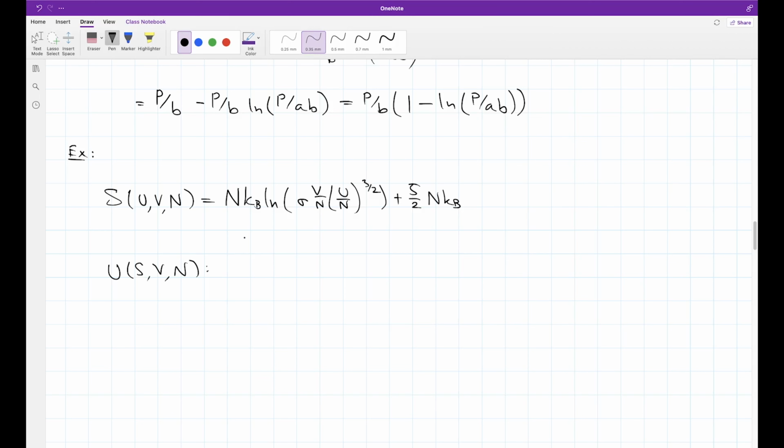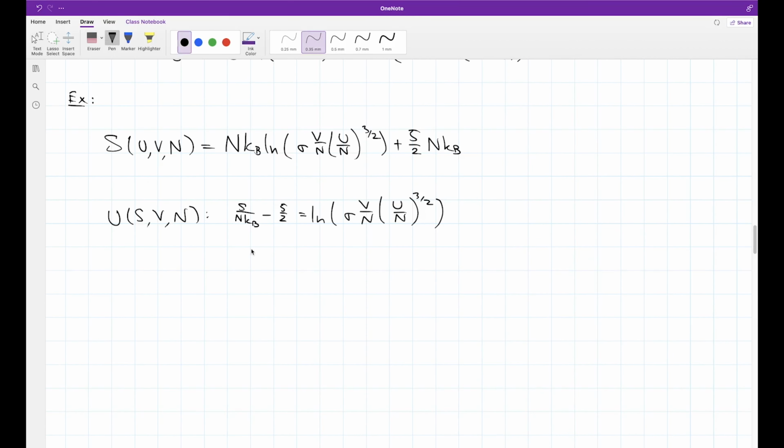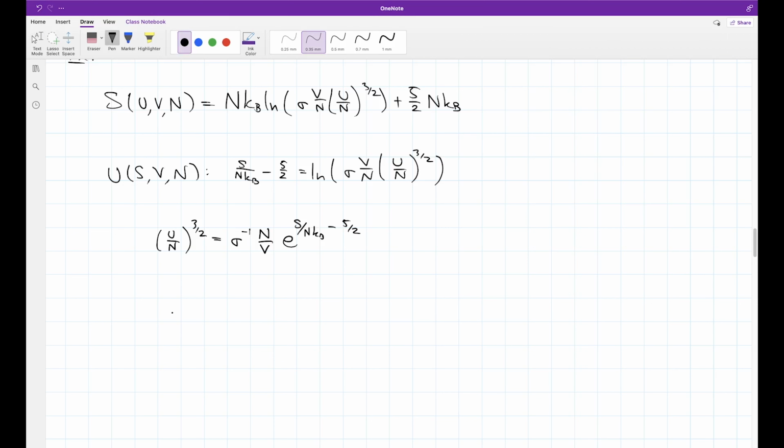Okay, so to do that, we'll take everything that isn't in the log and shuffle it around. So we'll get S over N k_B minus 5/2 is equal to this log. Now we can exponentiate both sides and then start dividing things around. So we'll get that U over N to the power of 3/2 is equal to sigma inverse N over V times e to the S over N k_B minus 5/2. A couple more steps. We need to take U by itself and then raise everything to the 2/3 power on the other side, then multiply by N.